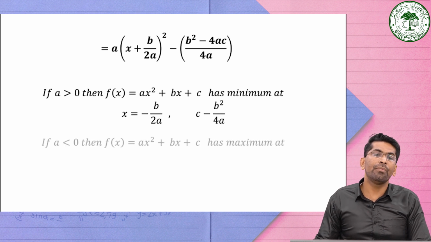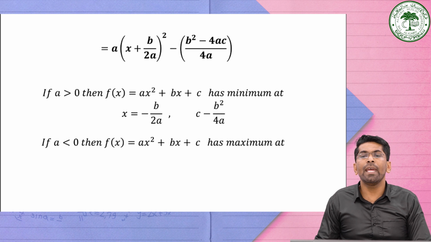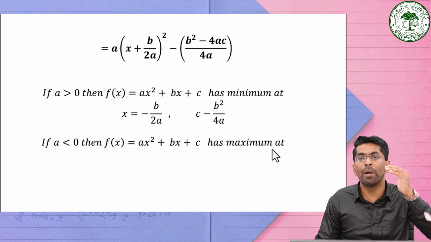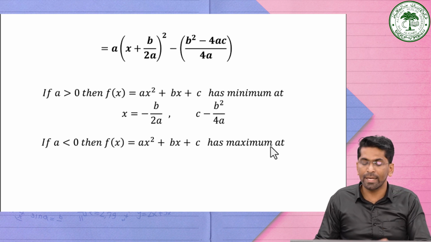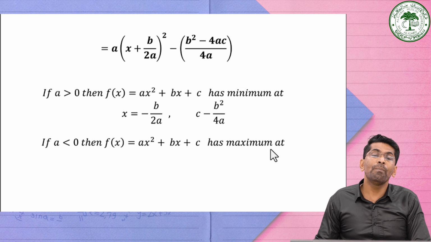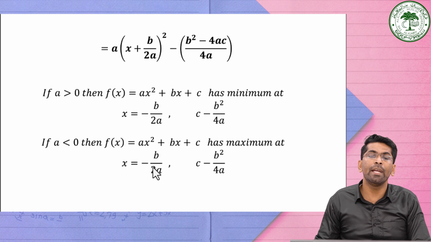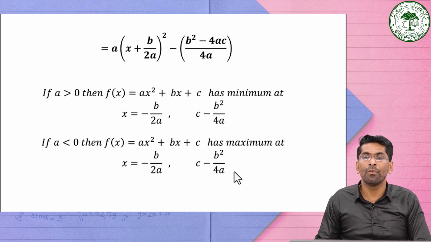Similarly, what happens if a is less than 0? If a is less than 0, then the quadratic function opens downward. For ax square plus bx plus c, where a is less than 0, we have a maximum point because our quadratic function opens downward. So we will have a maximum vertex point. Its vertex represents the maximum point on the parabola, and the maximum occurs when x is equal to minus b by 2a. And the value at the maximum point will be c minus b square divided by 4a.